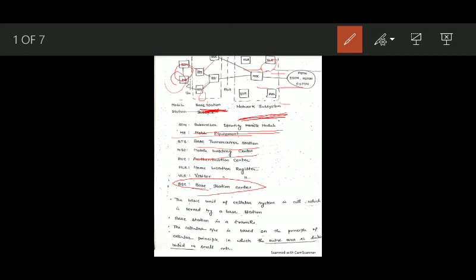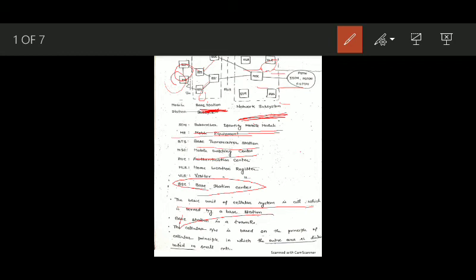So the basic unit of the cellular system is the cell, which is served by a base station. I will tell you in the next slide what a cell is. Cell is the basic unit in the cellular system. A cell is nothing but a hexagonal shape, which is covered by a tower, the base transceiver station, present in a locality.